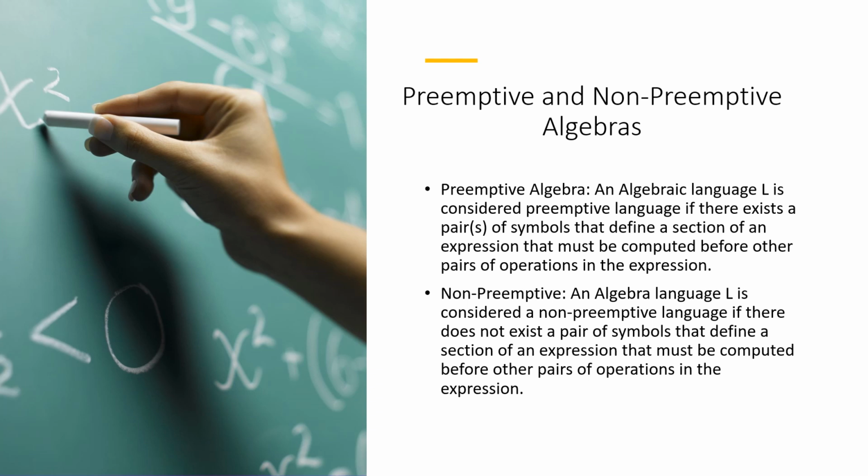Preemptive and non-preemptive algebras. Essentially, this concept boils down to the fact that in our normal arithmetic and algebraic equations, we follow PEMDAS. It's what most calculators and computers use, and we often use parentheses to denote when we want to compute operations of lower precedence first. With multiplication being higher, we would often put parentheses around a plus operator on two numbers.